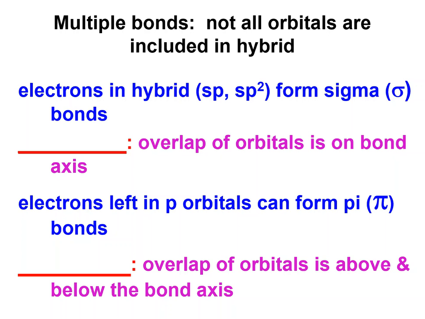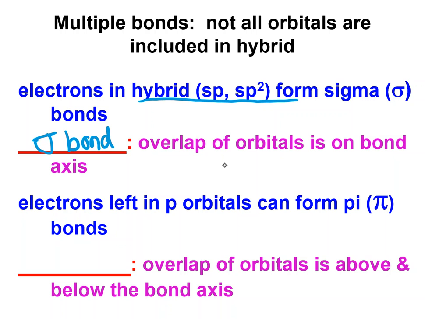Now we're going to look at how hybrid orbitals can lead to double and triple bonds. So there are two types of bonds. One is formed by the hybrid, and they form sigma bonds. A sigma bond has overlap on the bond axis.